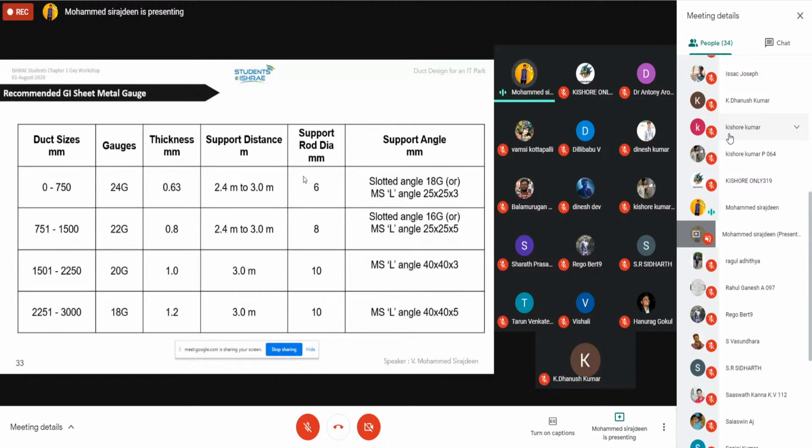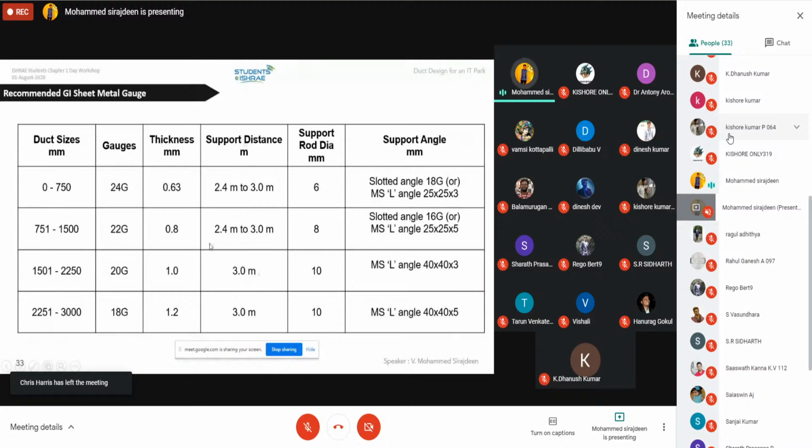Okay, you have to select a duct size based on this criteria, and provide the supports based on this distance. This is available in the SMACNA and ASHRAE handbook. Then the support rod: what will be the support rod for a 750 mm duct? The support rod can be 6 mm.